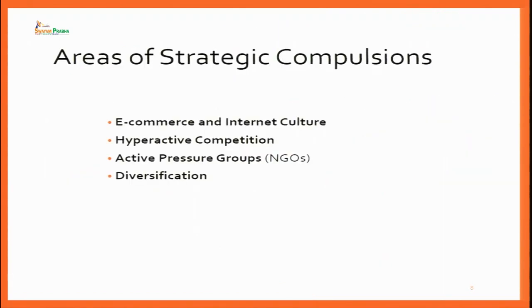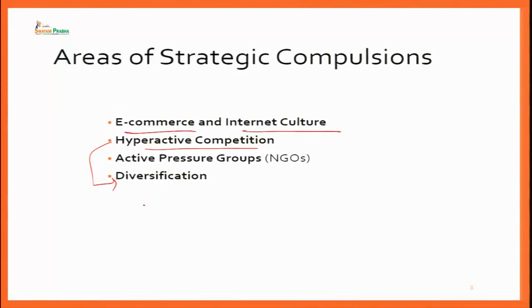Now let's look at some of the areas of strategic compulsion, like e-commerce and internet culture is also becoming so vibrant and everything is open and available for every next person, just a click away. So if the information is so readily available, I need to be very cautious about the information about my company which is passing across the globe in order to maintain my image and goodwill. Hyperactive competition is there because people can access your strategies and you can also access other strategies. So it becomes a cutthroat competition or a red ocean kind of situation for a company to survive and fit. So you have to work on some diversification of your product to overcome this problem of hyperactive competition.